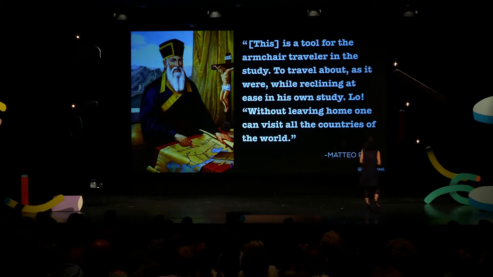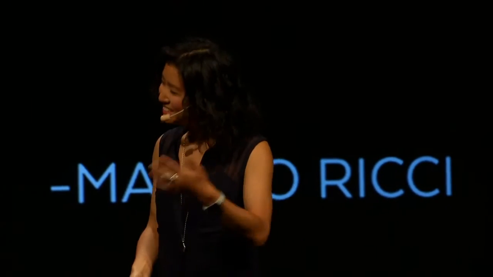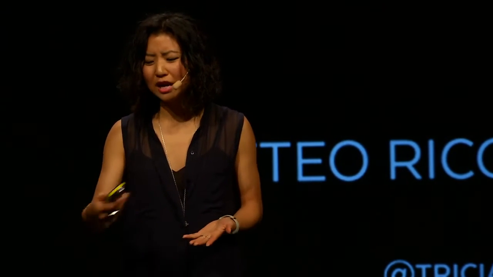But this is what he thought about his map. He said, this is a tool for the armchair traveler in the study to travel about as if it were while reclining at ease in his own study. Lo, without leaving home, one can visit all the countries of the world. But Matteo's map didn't work. The Chinese kept painting with parallel perspective, and eventually the Jesuits had to pack up, and they gave up on their mission, and they returned to Europe. From their perspective, it wasn't they who failed. It was the Chinese who failed to understand the truth.